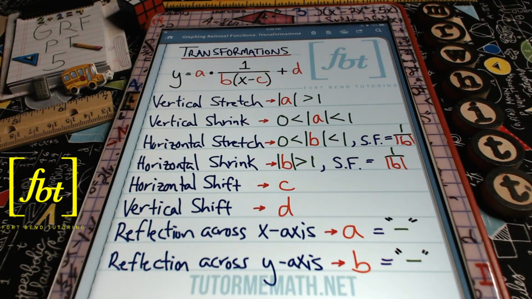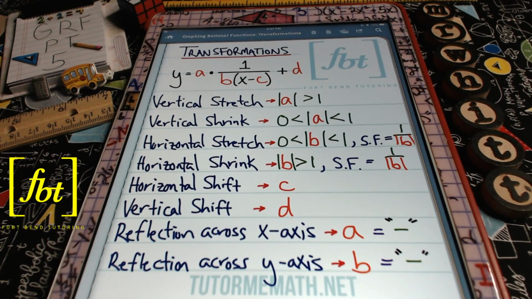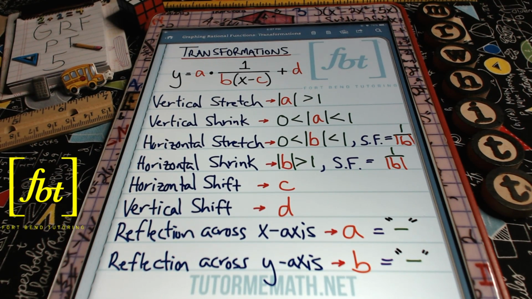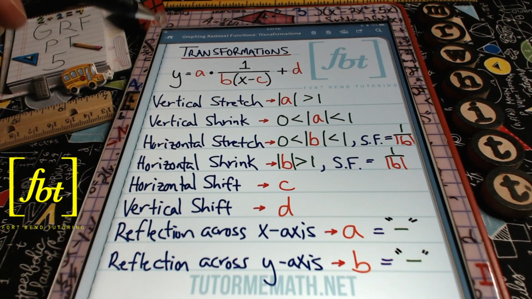Continuing on, we have our transformations page. And on this page, I'm going to be showing you guys how to translate each and every one of your rational function problems that are in a common form into this expanded form here. The reason why you would want to write it that way is because we will be able to better define the types of transformations that are occurring in our rational function.